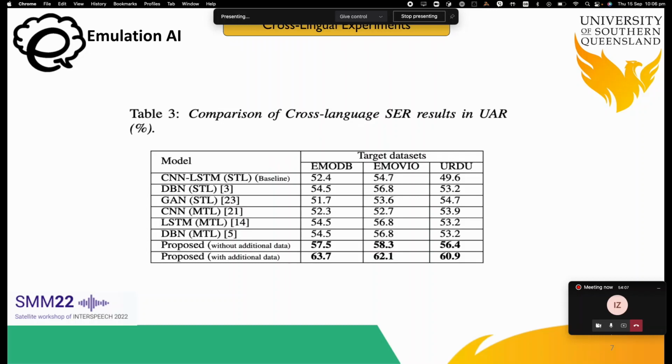So these are the cross-corpus results. Here, at the top of this table, we have the baseline results.